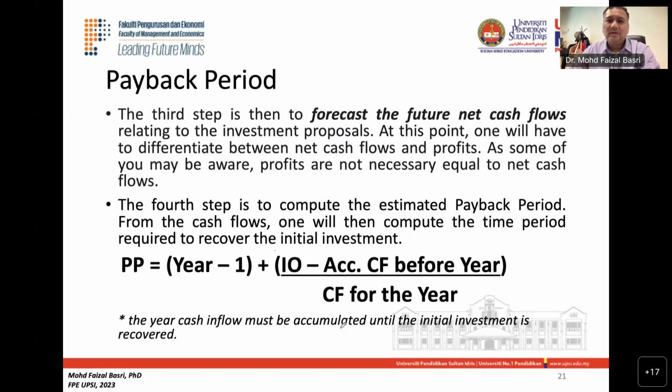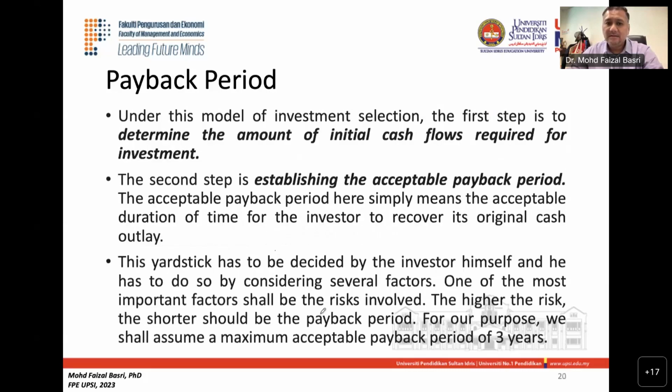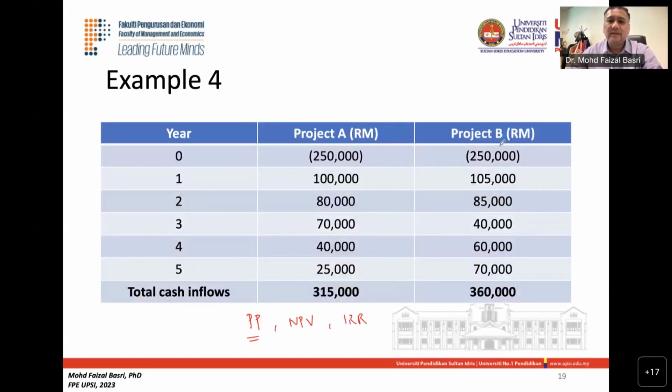So we need to measure the cash flow up until the initial investment is recovered. That's our first step, to find the cash inflow accumulated until the investment is fully recovered. Meaning, bear with me, I have to go back and forth. We know the cost of both projects is 250,000. So let's focus on project A first.